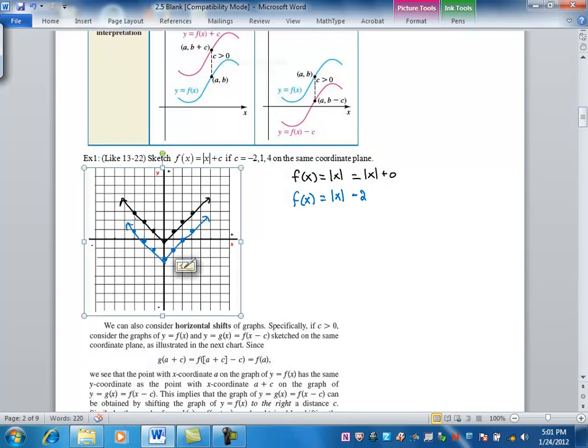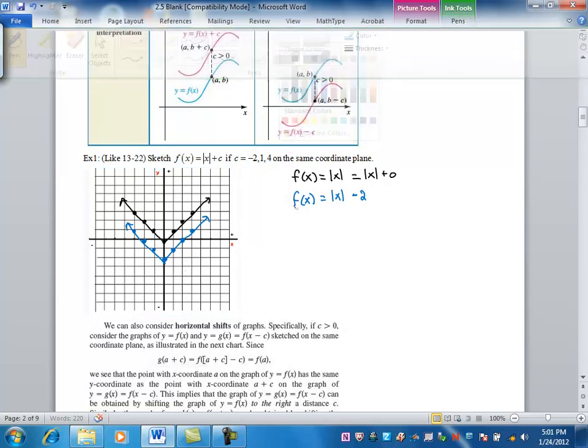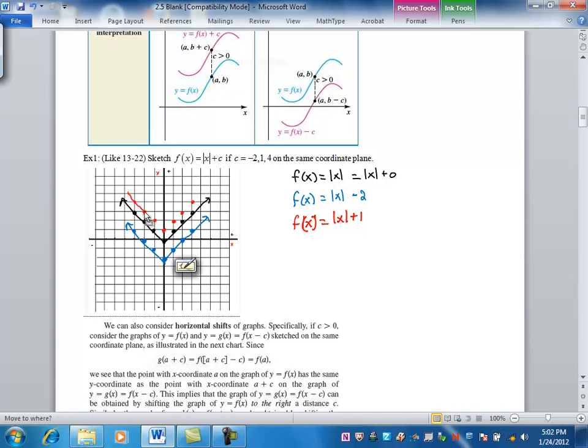Isn't that exciting? And now we're going to go for f of x equals the absolute value of x plus 1. Let me shift to red here maybe. f of x equals the absolute value of x plus 1. Now, here we're going to take the black graph and move every point up 1 unit. Every point up 1 unit here.